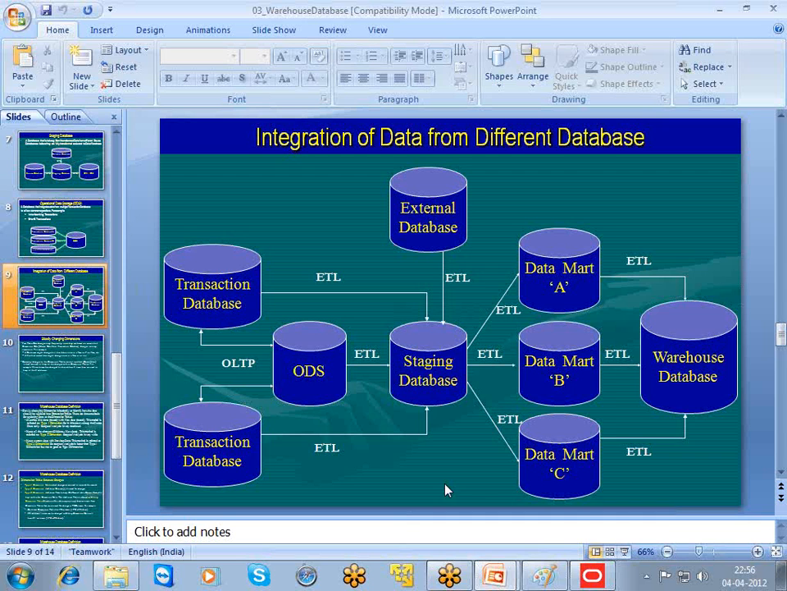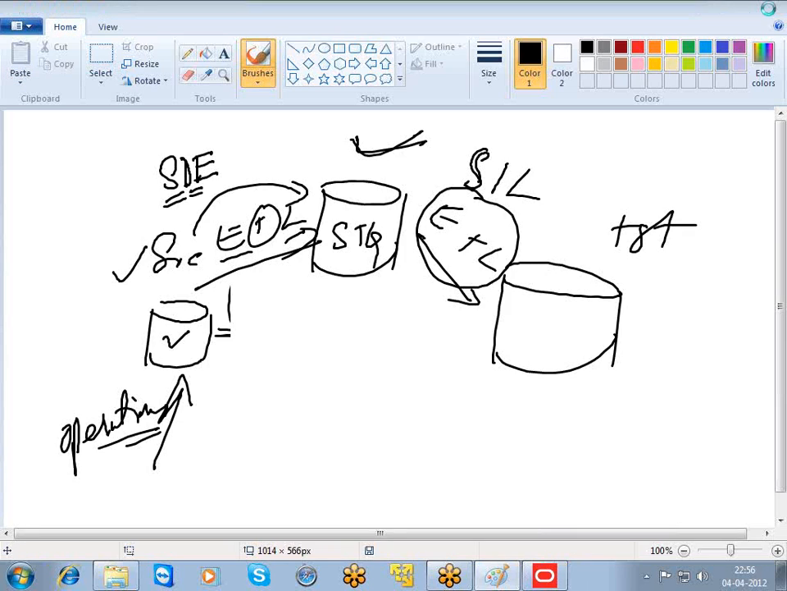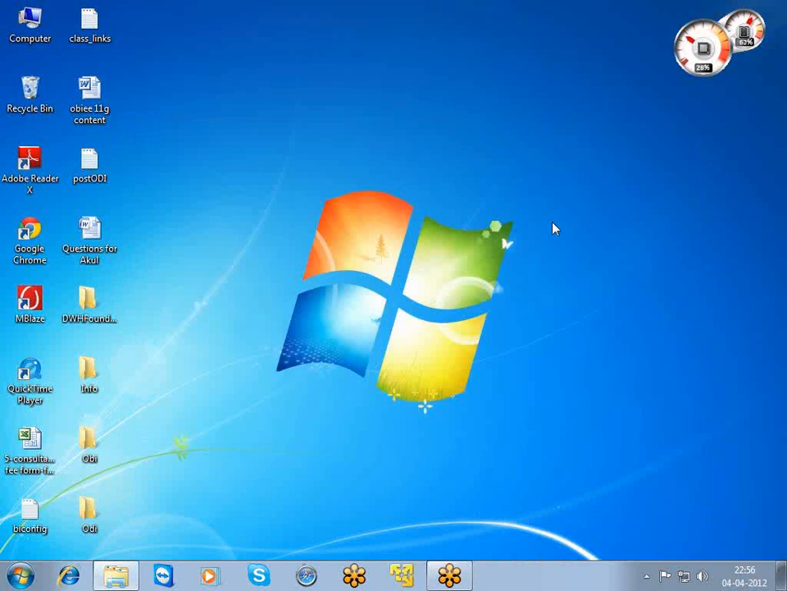I'm not so clear about the dimensional level. So tomorrow we will talk in detail about it. Tomorrow I'll make you understand what that dimensional model is. So we'll do that discussion tomorrow.